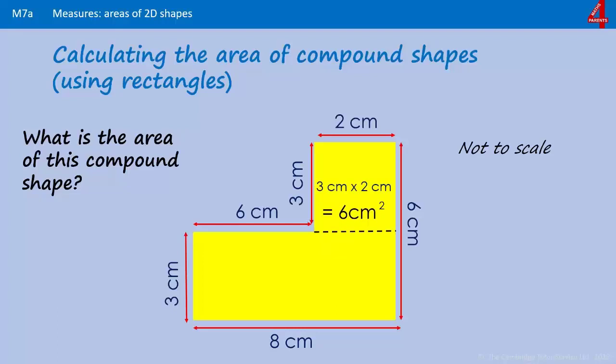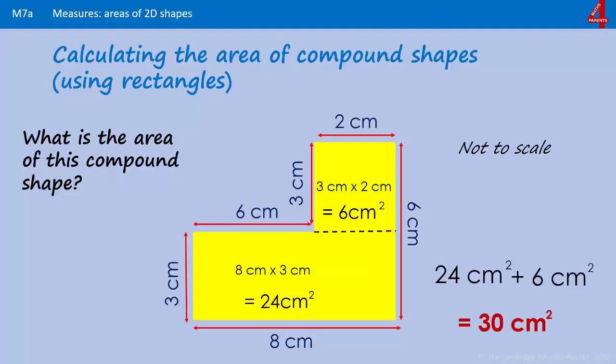Now I'm going to work out the area of the rectangle at the bottom, and that's 8 centimetres wide and 3 centimetres high. 8 times 3 is 24. I'm going to add those two areas together. 24 centimetres add 6 centimetres. The area of the total shape is 30 centimetres squared.